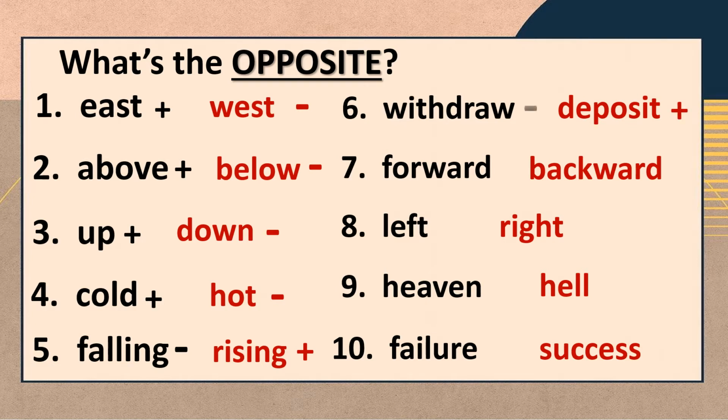For number 6, withdraw is negative, deposit is positive. For number 7, forward is positive, backward is negative. For number 8, left is negative, right is positive. For number 9, heaven is positive, hell is negative. And for number 10, failure is negative, success is positive.